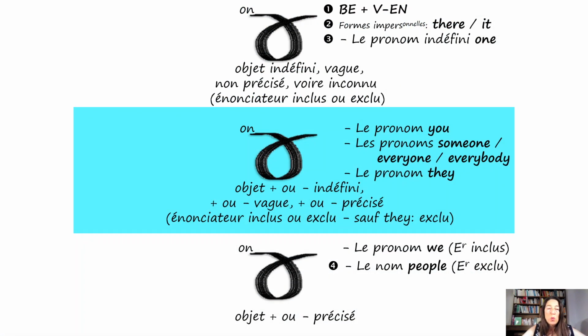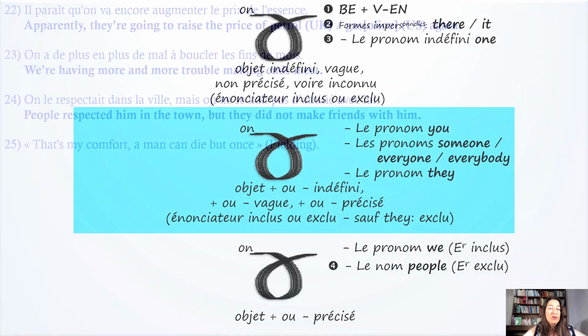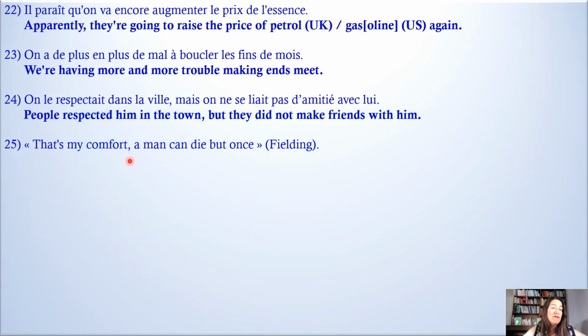And with that example, we reach the fourth category of words that we can use to translate the pronoun on. So we have seen the passive voice, impersonal forms. Number three is a series of pronouns, and number four is going to be a series of nouns, the first of which is people, from which the speaker, l'énonciateur, is excluded. It is also possible to use the noun a man, even though it sounds a bit odd or old today.